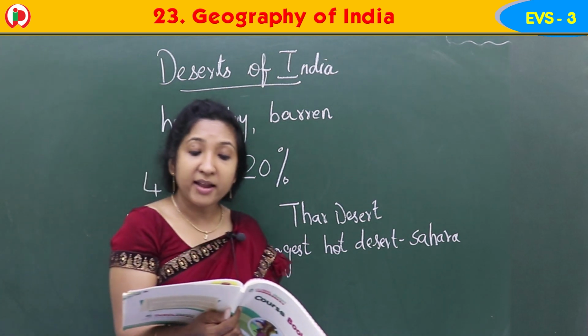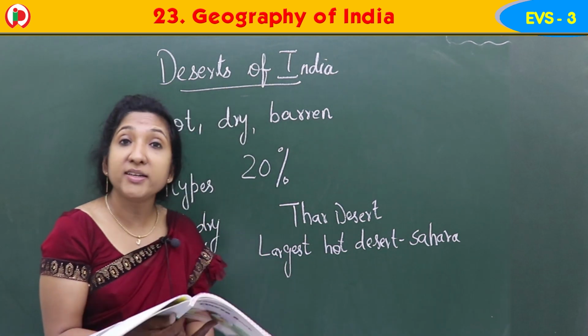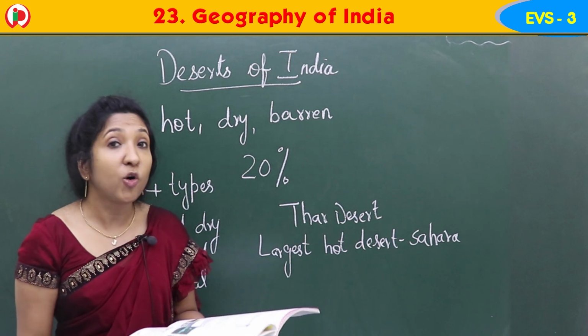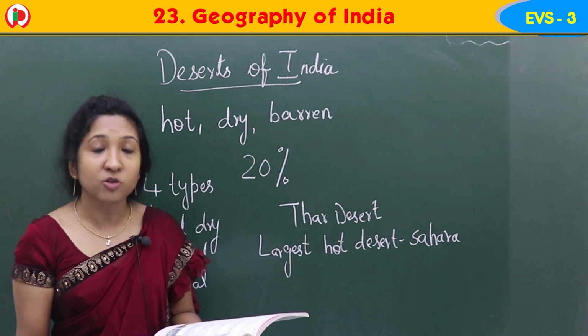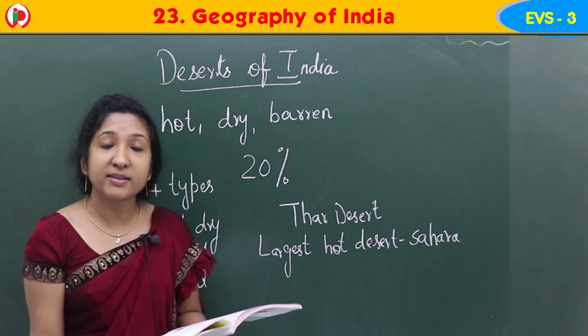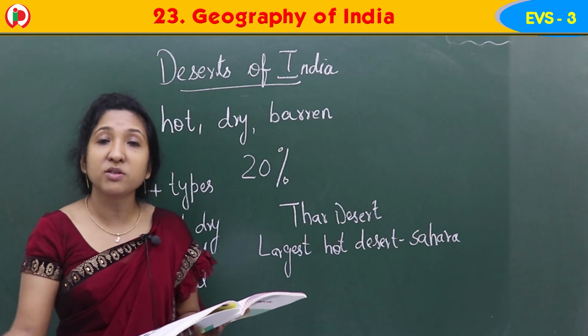Yes, Antarctica is the largest cold desert. So you learned about cold desert also. Hot and cold desert is fully covered with snow, isn't it? Large sand dunes we can see there.